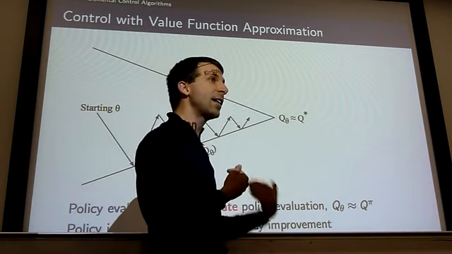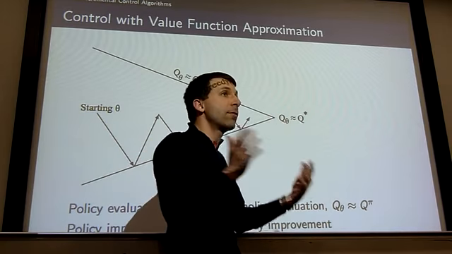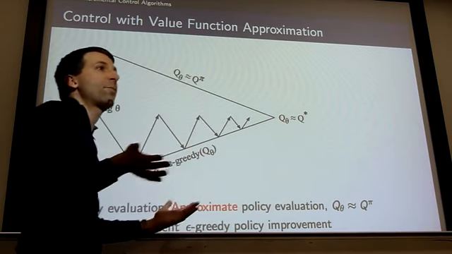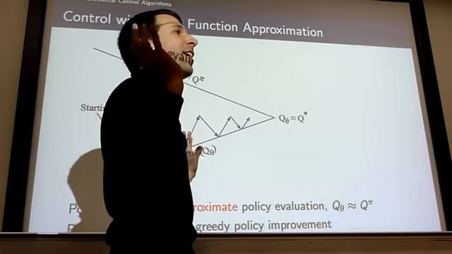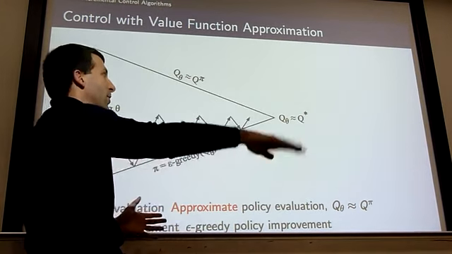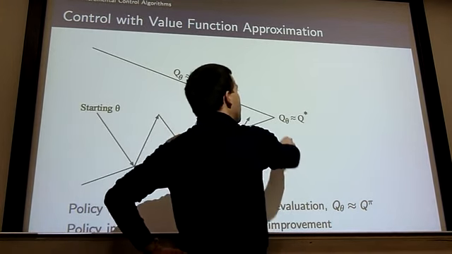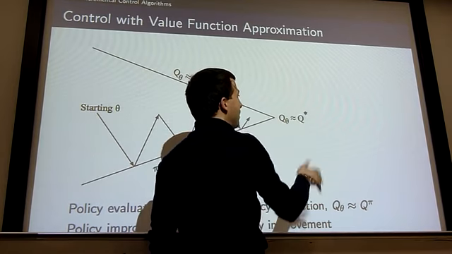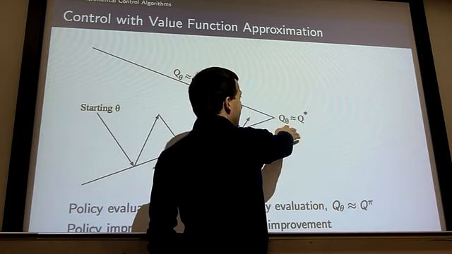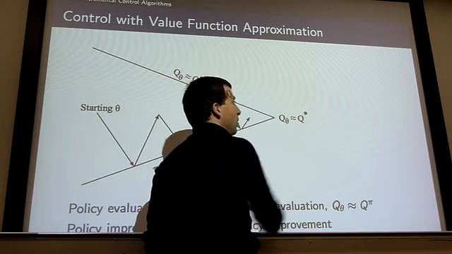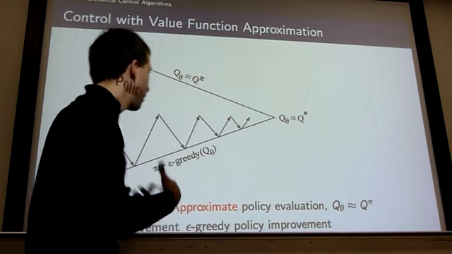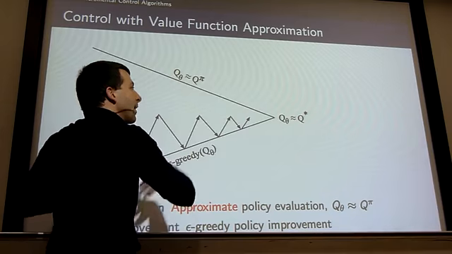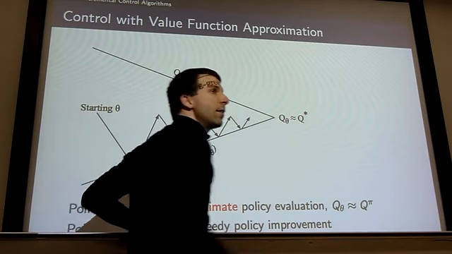There's no hope of exactly getting the optimal policy because our parameter representation just isn't good enough. We don't have enough parameters to represent all 10 to the 170 states in Go, or all the possible things our robot can be doing. So instead we have to be satisfied with the best fit we can make to the optimal value function. And so what we hope is that this process, this interleaving, is going to give us something close to the optimal value function.